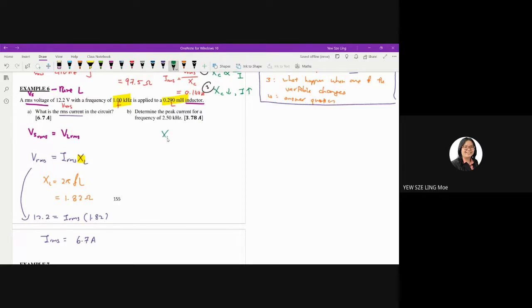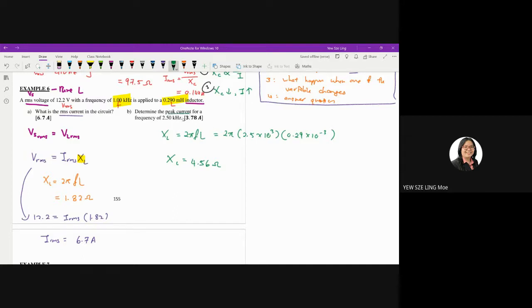So let us calculate the new XL. XL is now equal to 2 pi FL, but this F is no longer 1 kilohertz. Now we're going to use 2.5 kilohertz, 2.5 times 10 to the power of 3. And for L, you can still use 0.29 because you're using the same inductor. So the new XL is now equal to 4.56 ohm. Once you have it, you can then calculate the peak current.